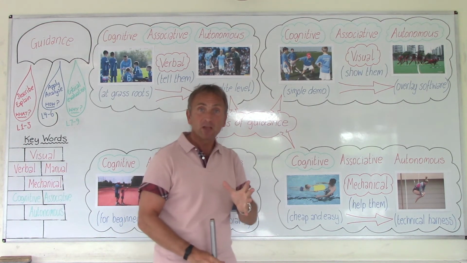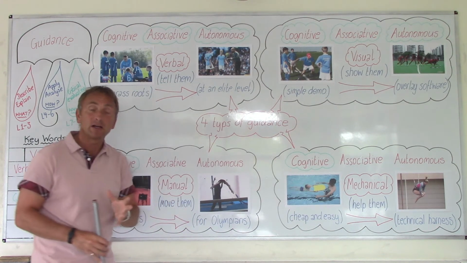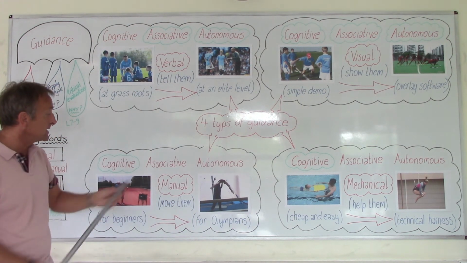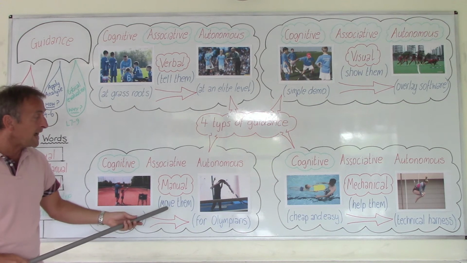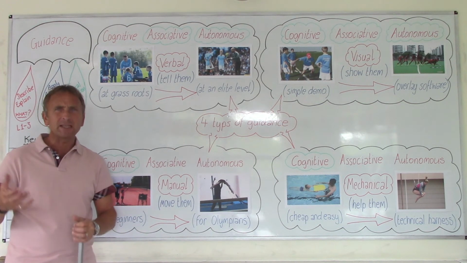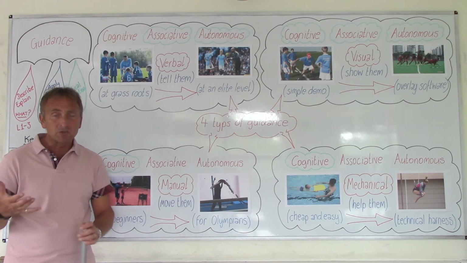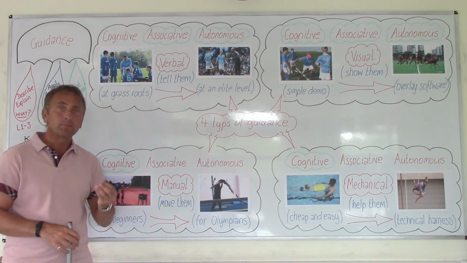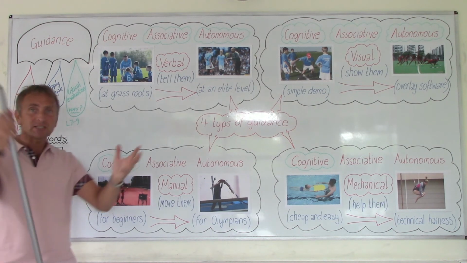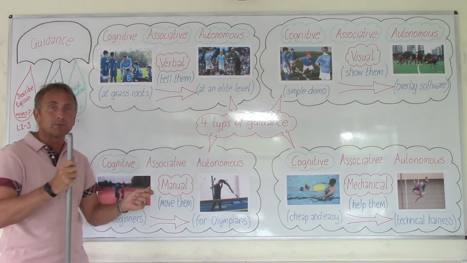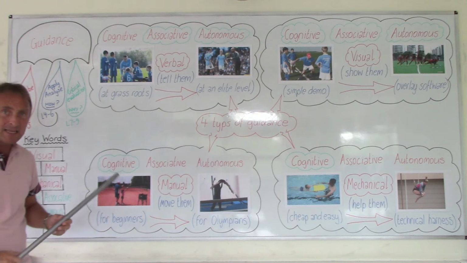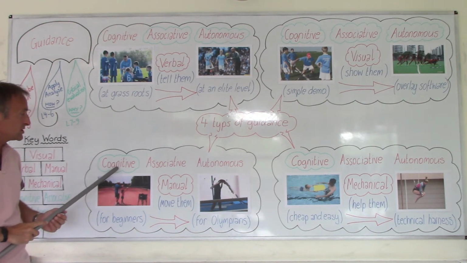Okay, so the 3rd type of guidance is manual guidance, or actually move them. You have to be careful with that nowadays. You have to get permissions because you are touching somebody. But you do actually move their body into position. Particularly important for cognitive learners.